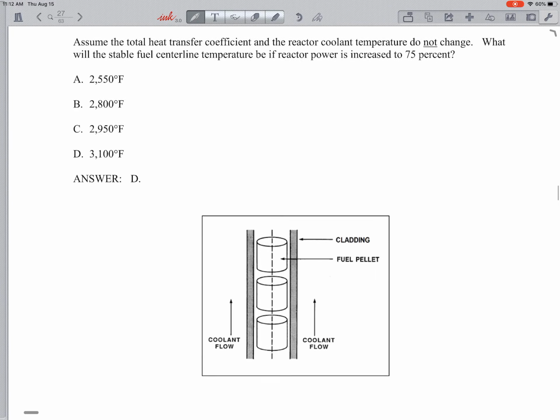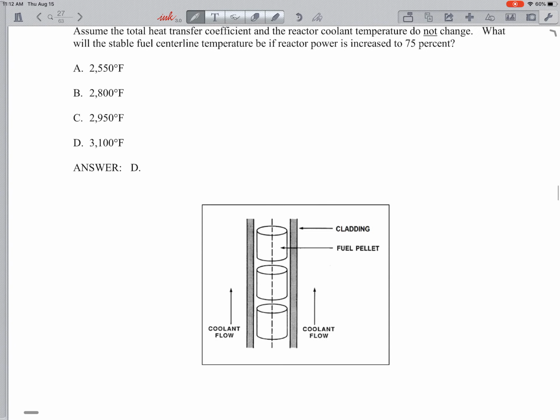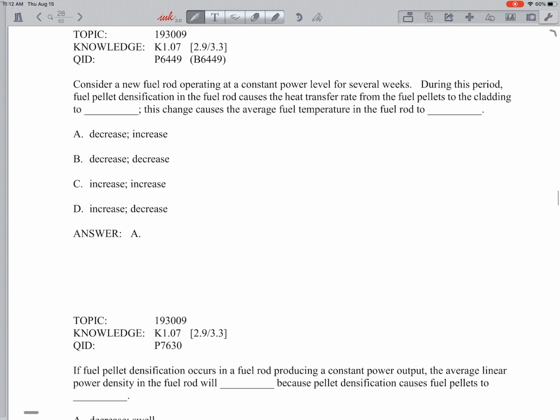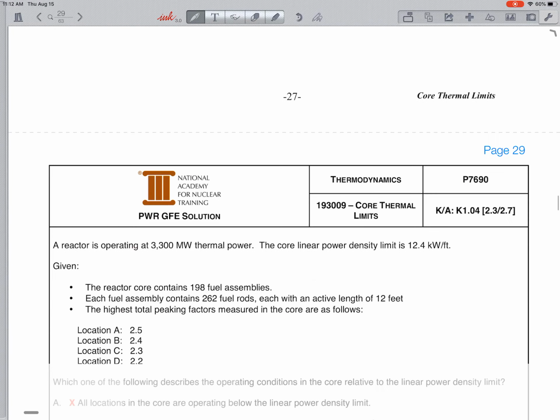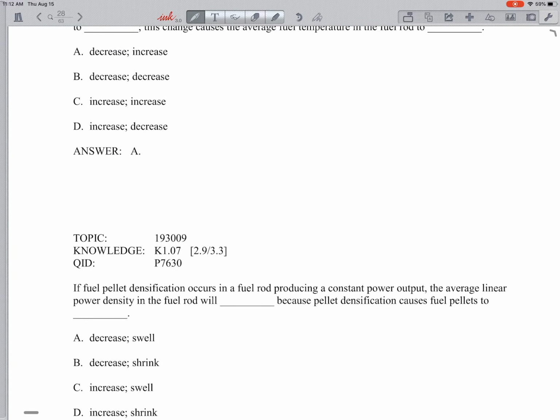And here's one where power changes, so we'll get to that with the next video. Oh, and that was the last one we're going to go over.